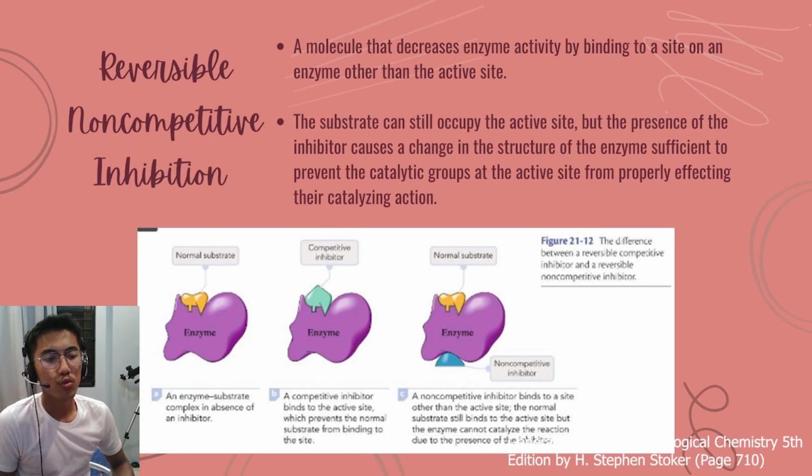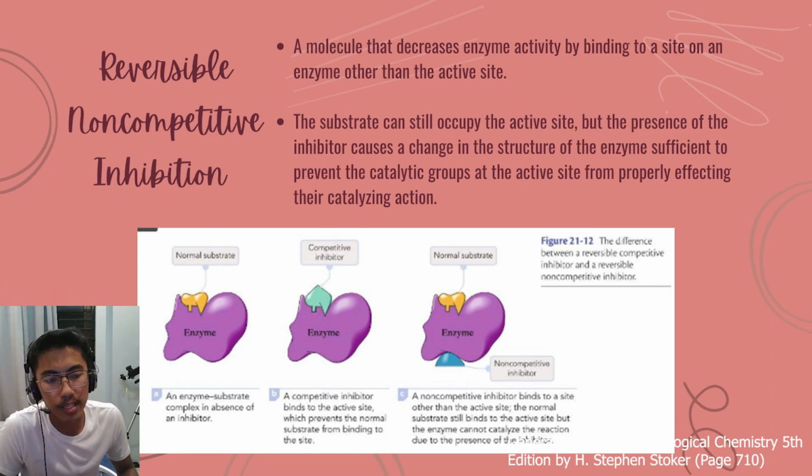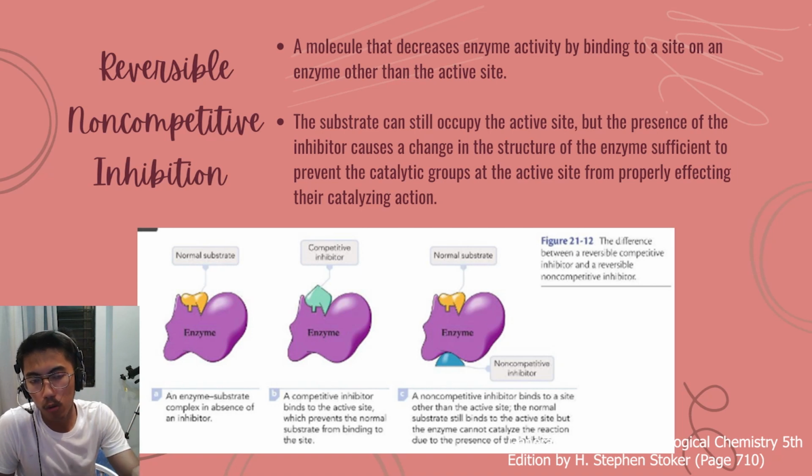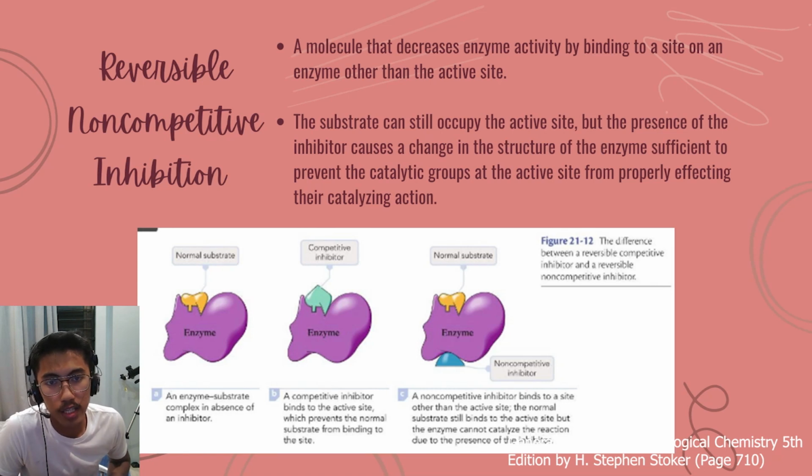Now, how do I make this into a real life example? Just imagine this is like putting a clamp on your car's wheel. You're not actually blocking the keyhole, but you are immobilizing the car by binding to the wheel. So that's how I think of it. Reversible non-competitive inhibition: a molecule that decreases enzyme activity by binding to a site other than the active site.